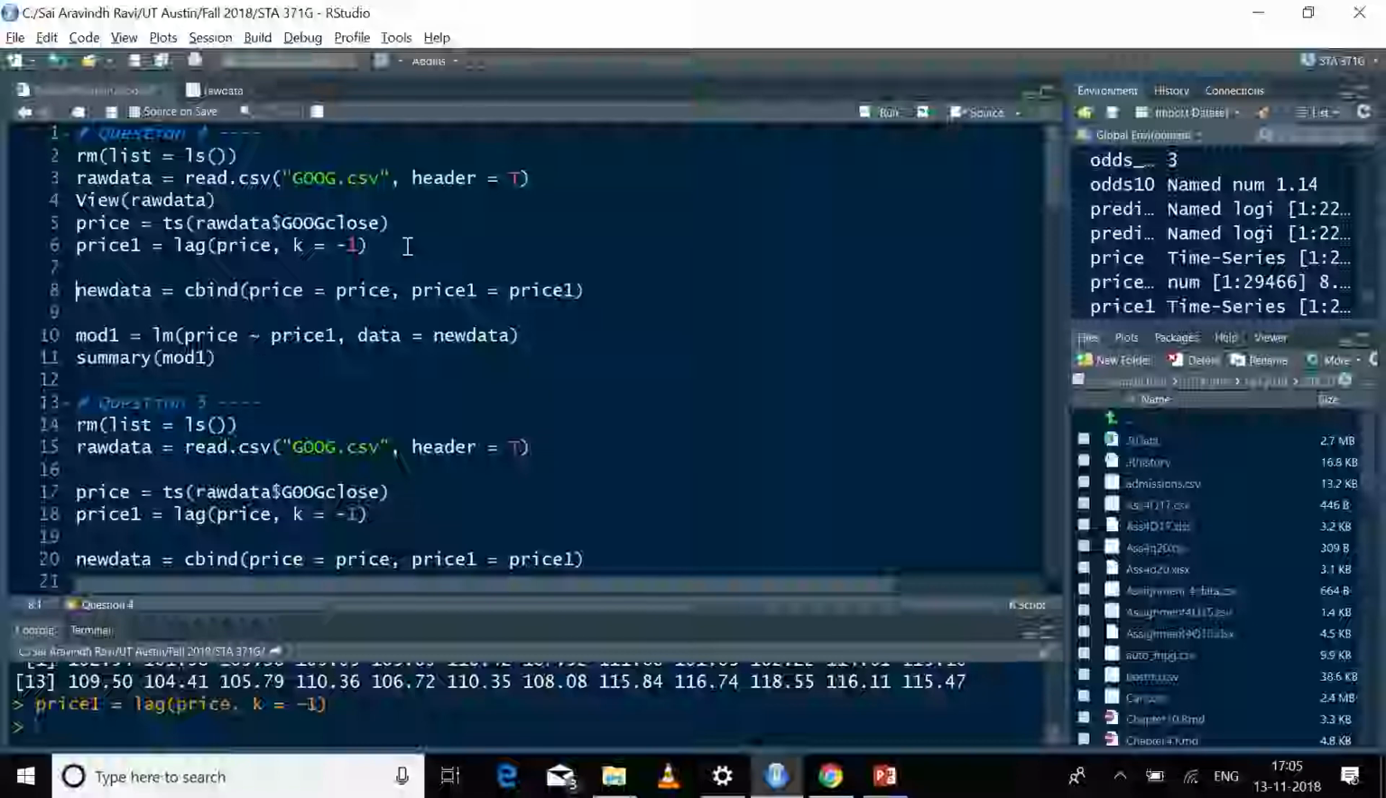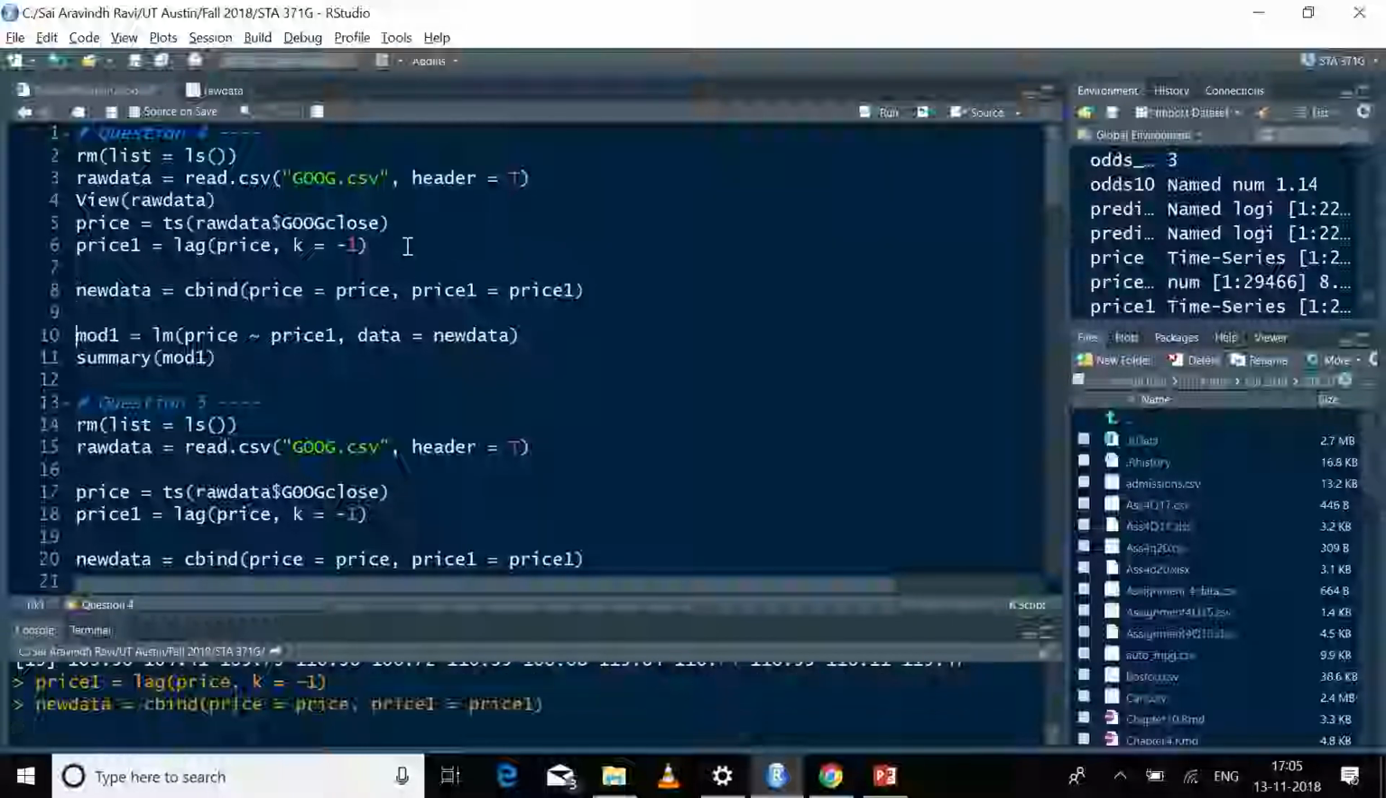And what I do next is I want to run a regression to predict using price L1. But if you observe, I can only reference one data set inside my LM statement. So I need to bring in the price variable and the lag price variable into a single data set. And that's what the new data line on line 8 does, the column bind command. So it binds my price against price L1.